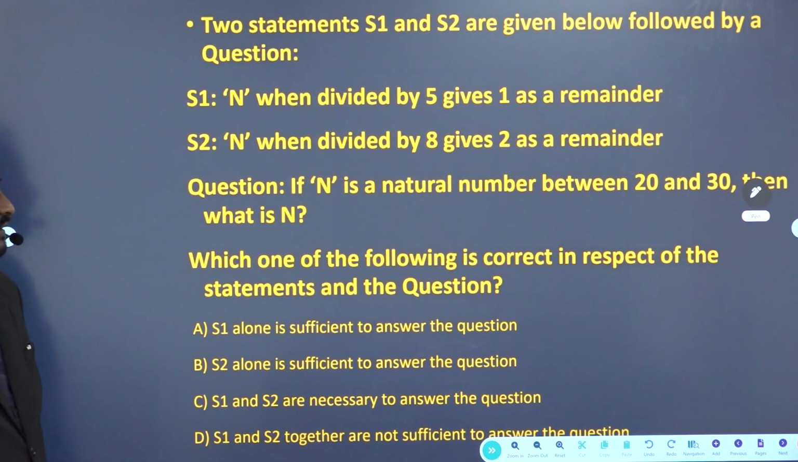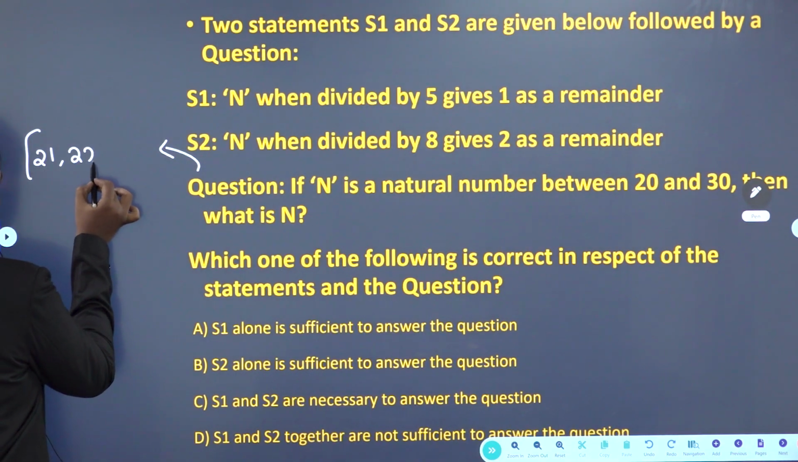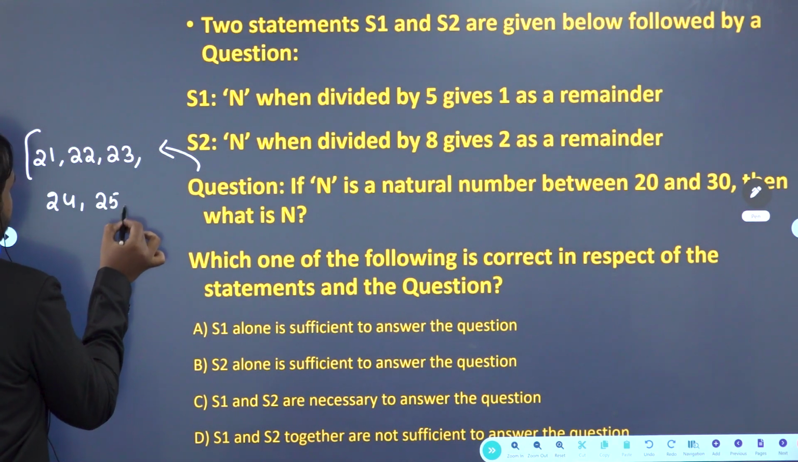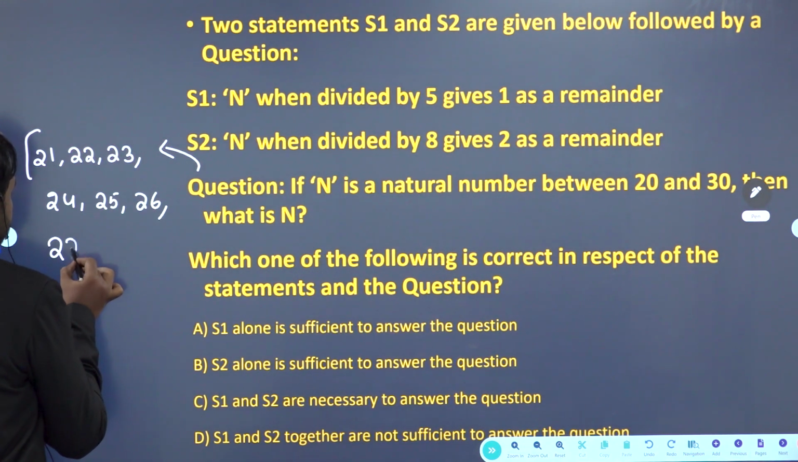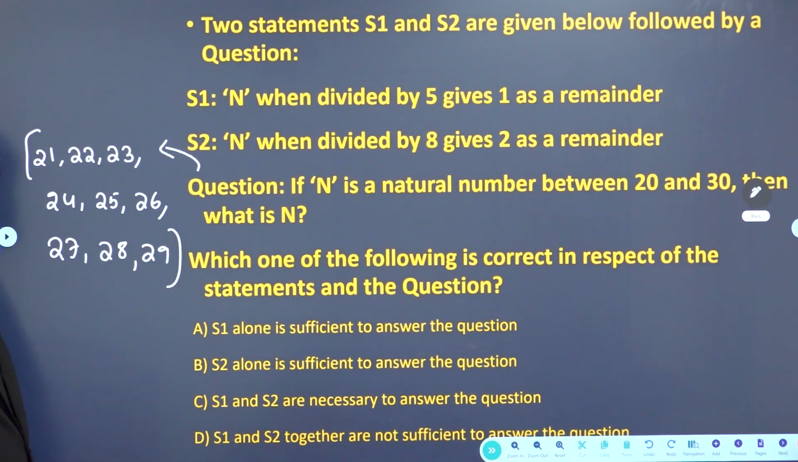First of all, from the question, what is the set of numbers which I can use? Numbers between 20 and 30. It means 21, 22, 23, 24, 25, 26, 27, 28 and 29. I cannot take 20 and 30. Why? Because it is between 20 and 30.